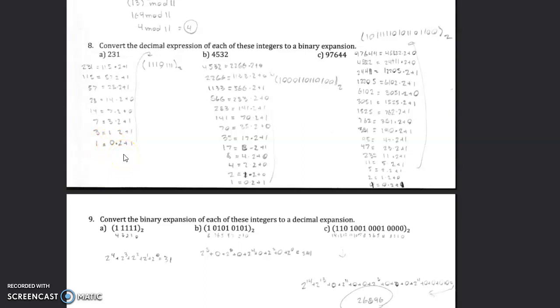Now, for a binary expansion, you actually want to work your way backwards from what you solved. So this will be the first number in the binary sequence, and this will be the last number in the binary sequence. So if we go from back to front, we get 1, 1, 1, 0, 1, 1, 1, which is a binary expression of 231. Move on to B. It's the same thing, but it's just going to be larger because it's a larger number.